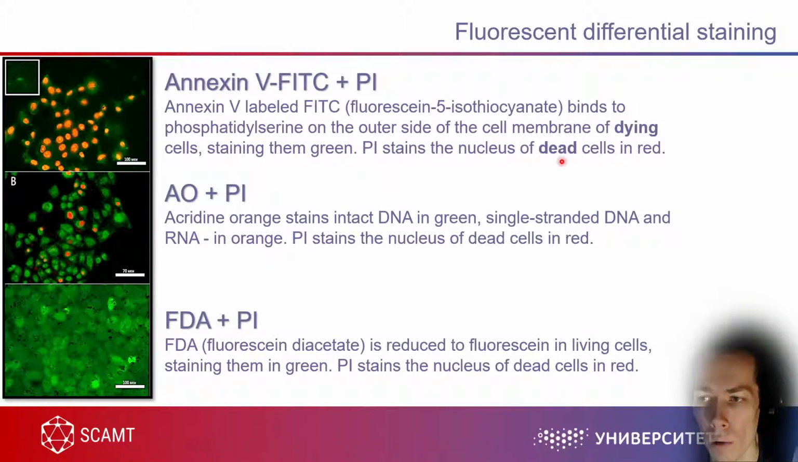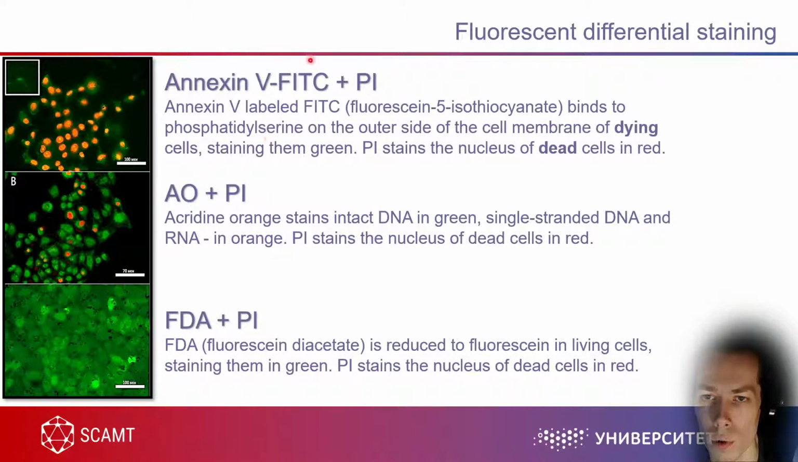And why dead cells? Because propidium iodide cannot penetrate a live membrane. So there is no way for propidium iodide to penetrate the membrane of live cells. So if the cell is stained by propidium iodide, it's not just definitely dead, it has already undergone some processes of destruction. So the membrane is badly damaged.